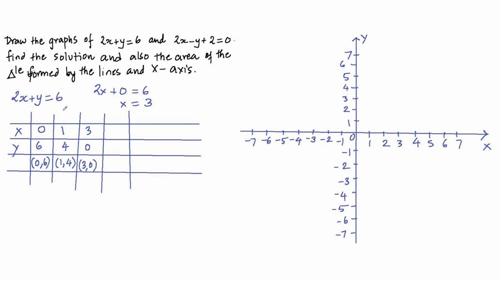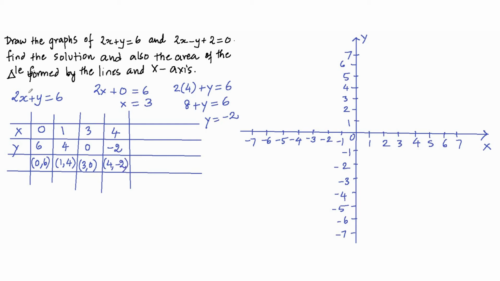And now let's change x by one more. So let's take x equal to 4. Let's see what happens to y. 2 times 4 plus y is equal to 6. 8 plus y is equal to 6, which means y is minus 2. So the point is (4, -2).